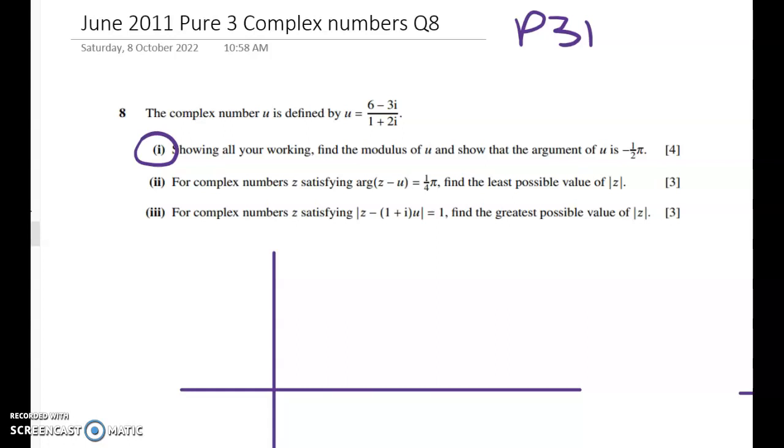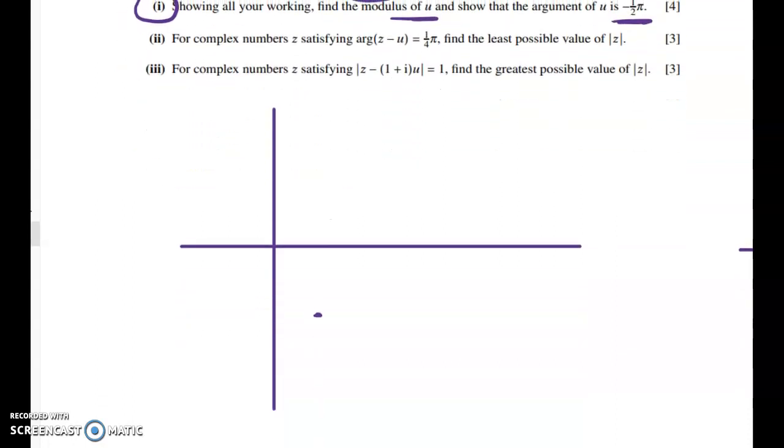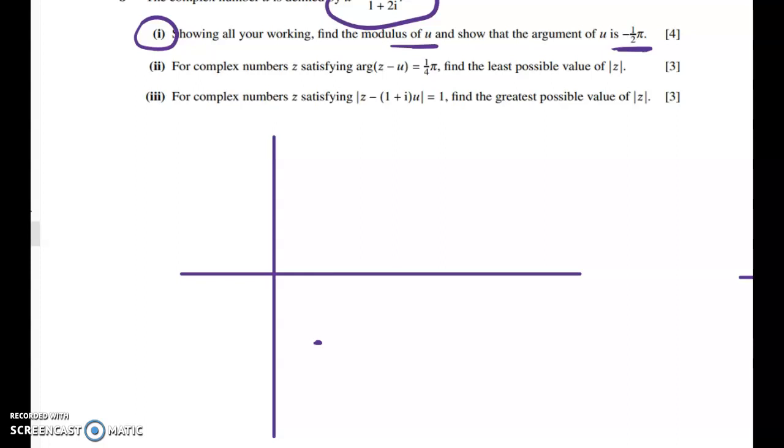Okay, so we'll start by finding the modulus of this complex number u, and then we'll show that the argument of it is negative pi on 2. Now, just looking at a diagram, if the argument of something is negative pi on 2, what we're looking at is for u to end up being on the negative part of the imaginary axis, and that's the goal that we want to get to. So let's start off with looking at what u is.